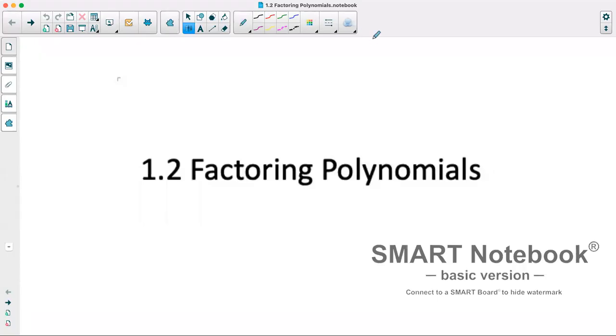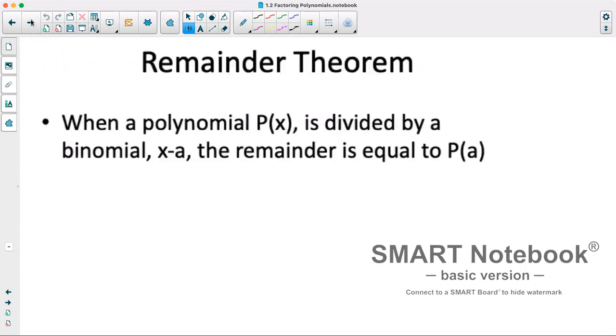Hi, today we are going to be looking at factoring polynomials and methods that we can use to essentially factor any degree of polynomial. So, first thing we'll talk about is our remainder theorem, which will be essential for factoring polynomials.